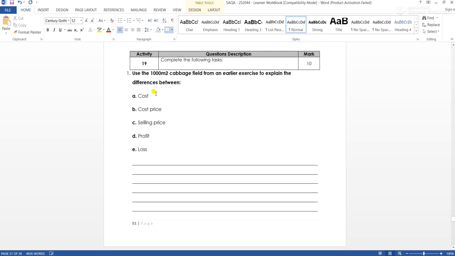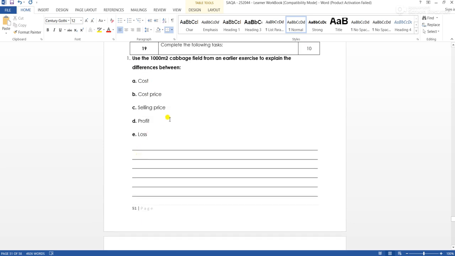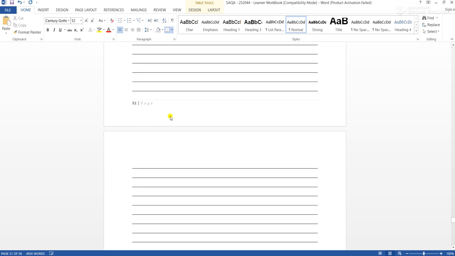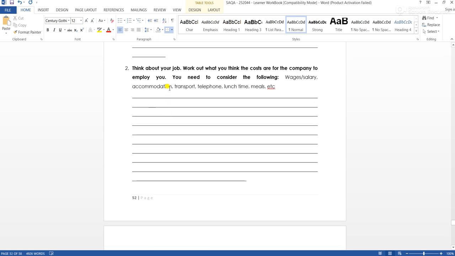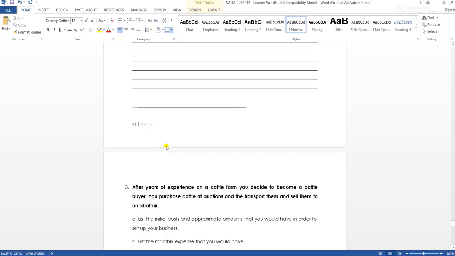Activity 19, use the 100-meter cabbage field from the earlier exercise to explain the difference between cost price, selling price, profit and loss. So this is very simple. Think about your job, and work out what you think the costs are for the company to employ you. You need to consider the following: wages, salary, accommodation, and etc.